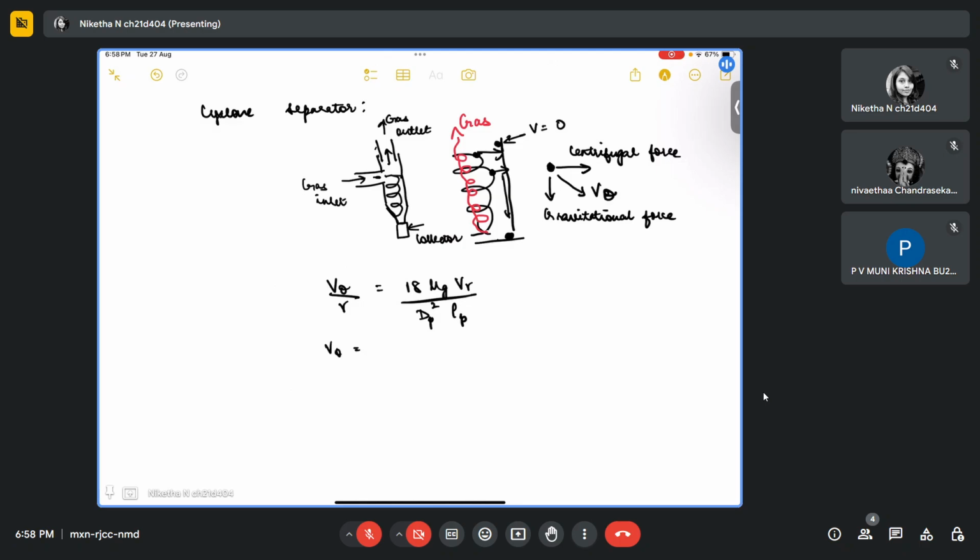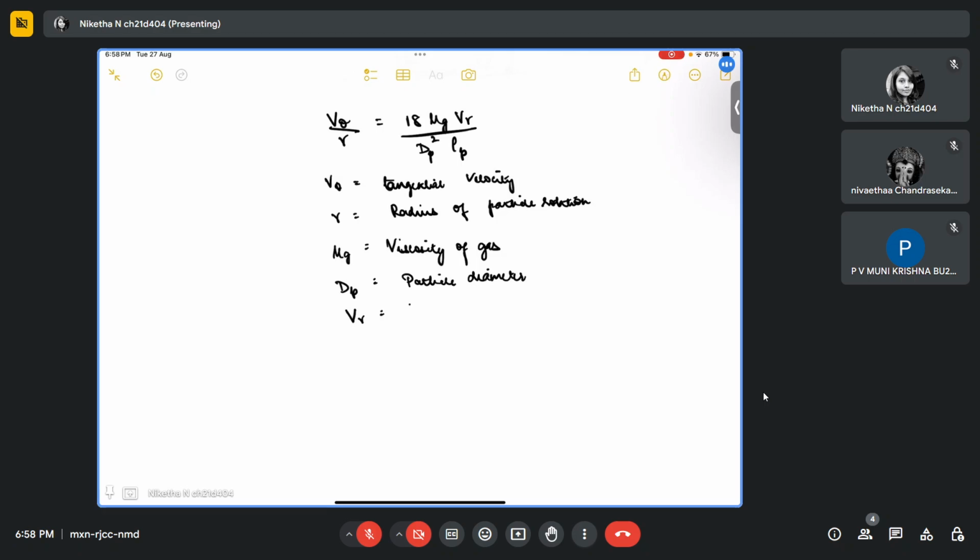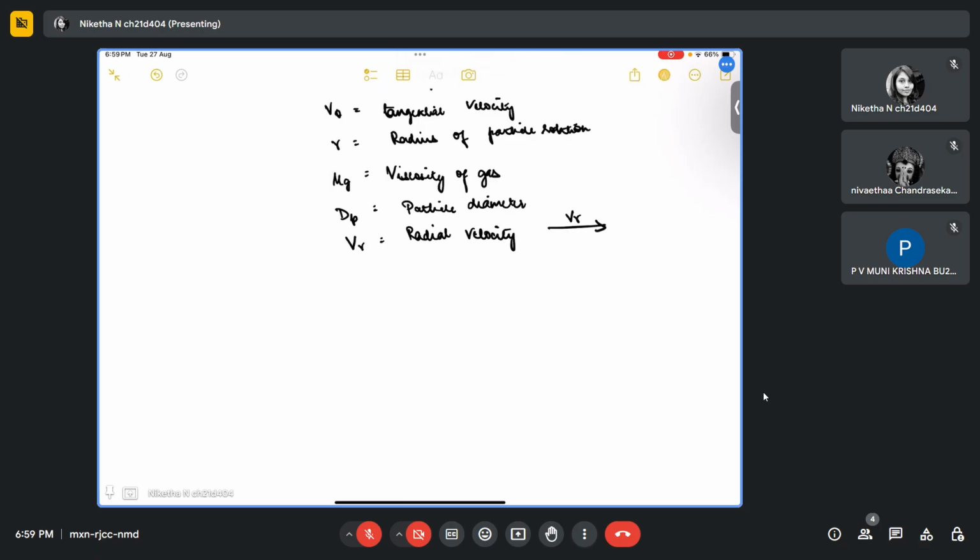So here v theta is the tangential velocity, r is the radius of the particle rotation, mu g is the viscosity of gas, dp is the particle diameter, vr is the radial velocity, radial velocity is the horizontal velocity, which is acting because of the centrifugal force, and rho p, which is the density of particle.